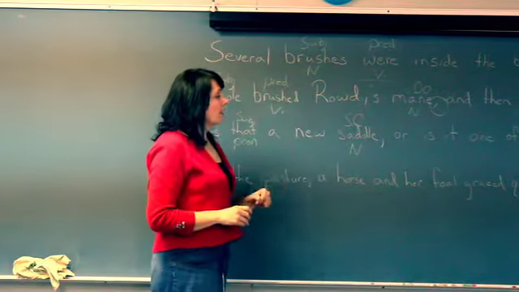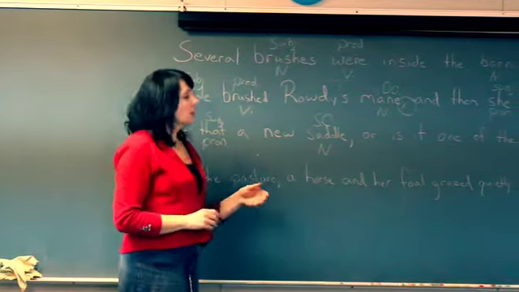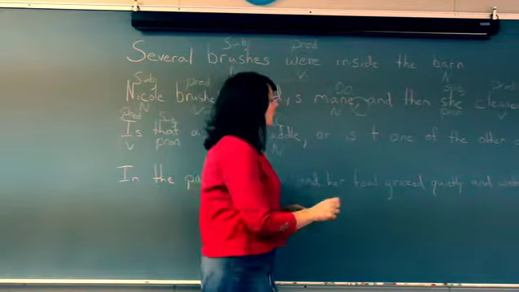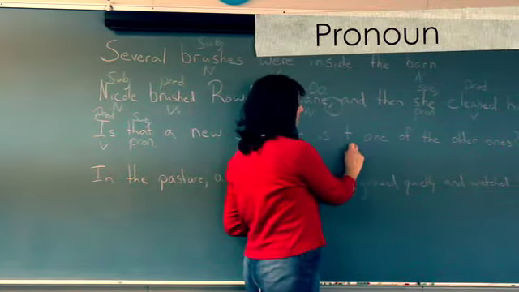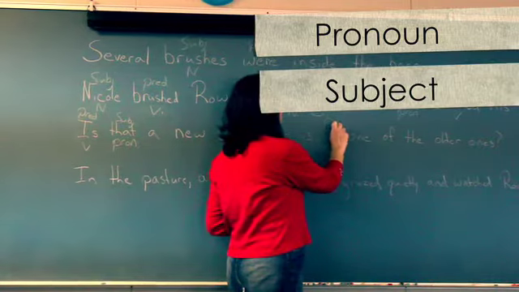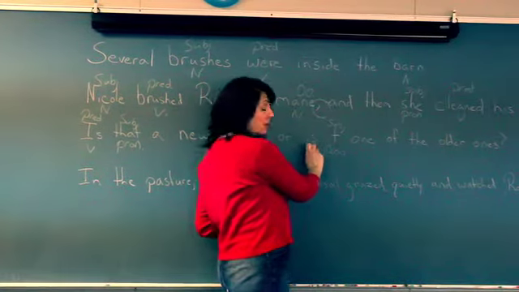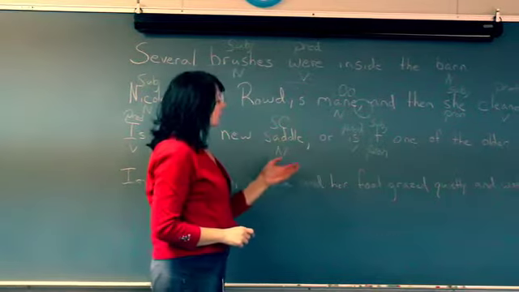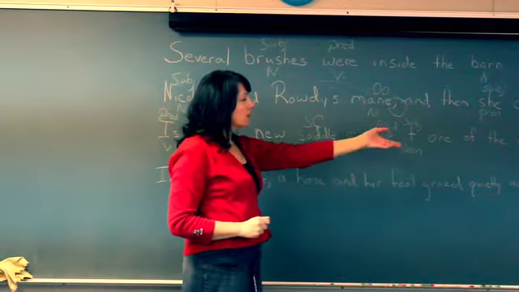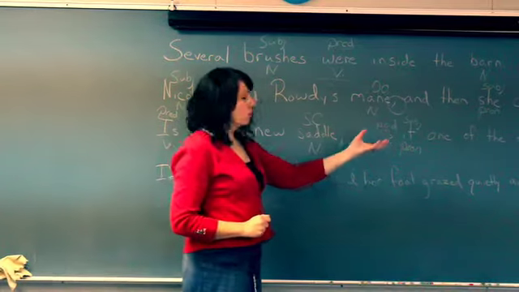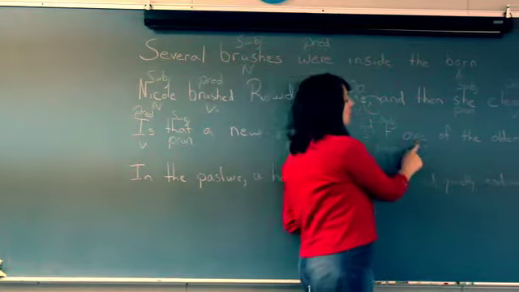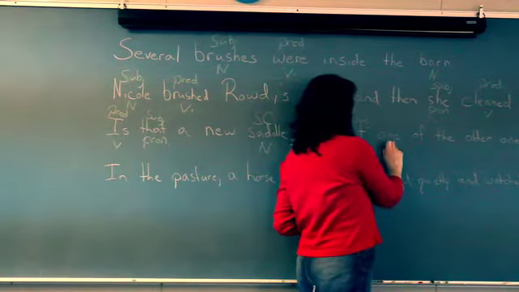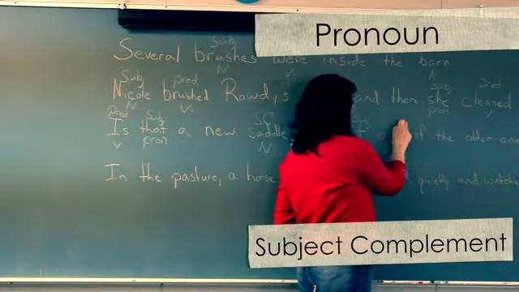Over here we have the same thing. "Is it one of the older ones?" And we would turn it around. "It is one of the older ones" to find out where our subject is. So this pronoun is also the subject. And the "is" here is our verb and our predicate. And it is doing the same thing. It is connecting it to older ones. So it is telling us what our subject complement is. And we always go with this one right before the prepositional phrase. So this pronoun is our subject complement.